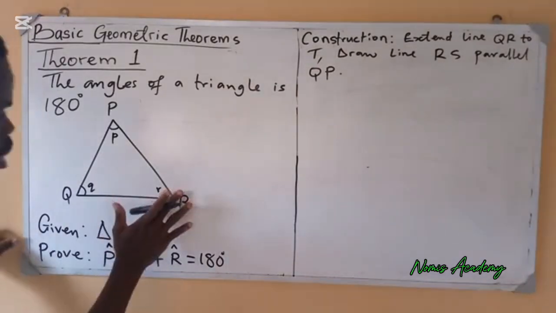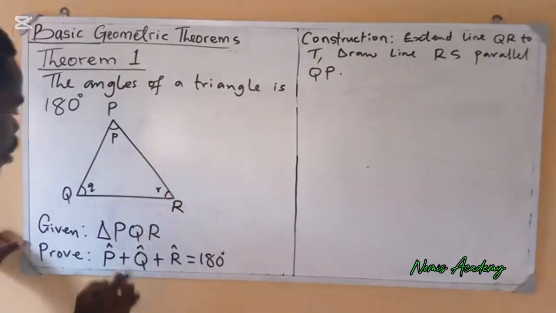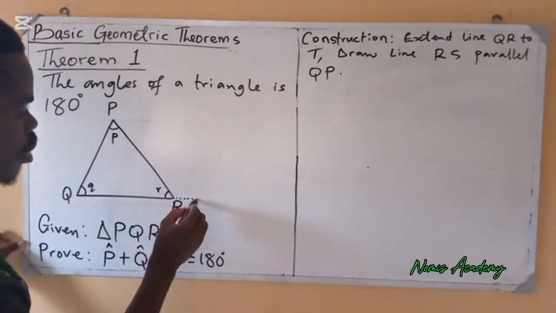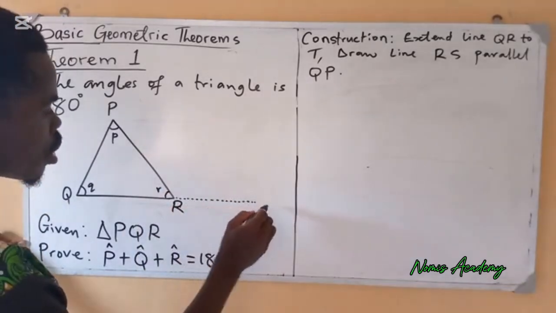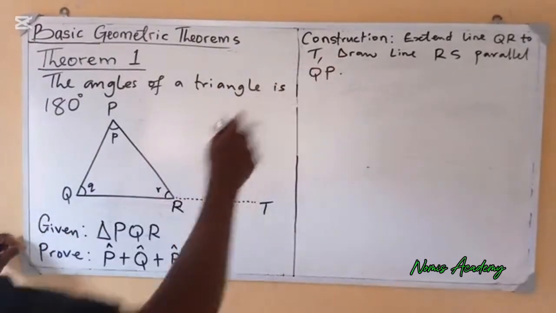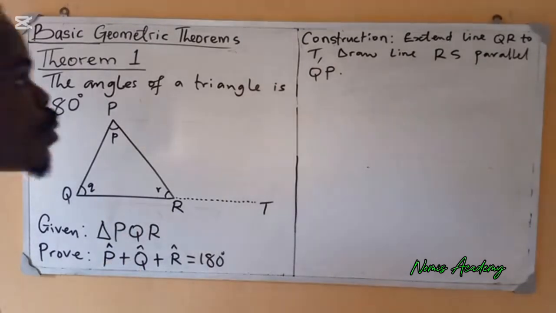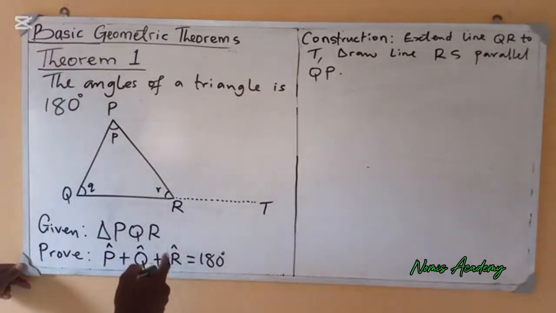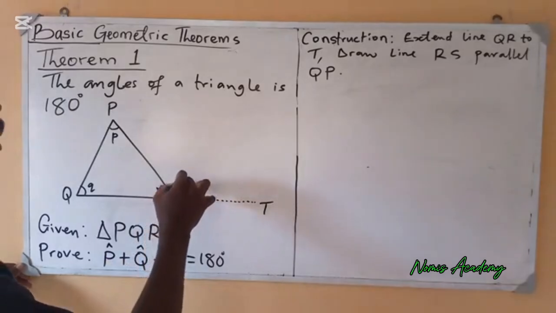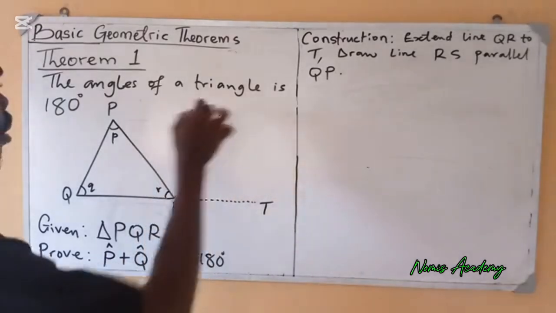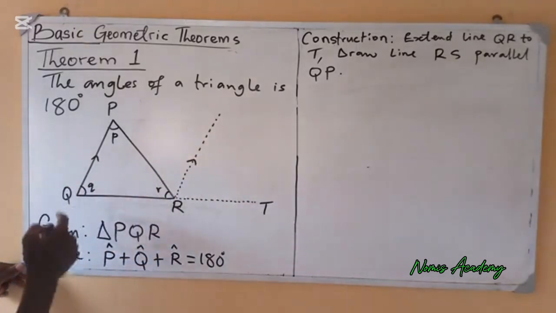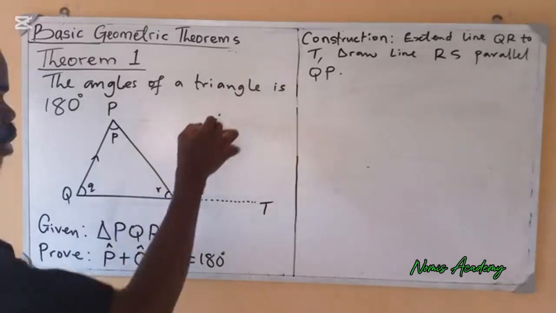So let's do that. This is R. We are extending R to T. So we call this T. And then, according to the instruction, that's the construction, what we need to do to make our proof. So the next thing, draw line RS to be parallel to QP. So this line must be parallel to QP. So we have to prove this.